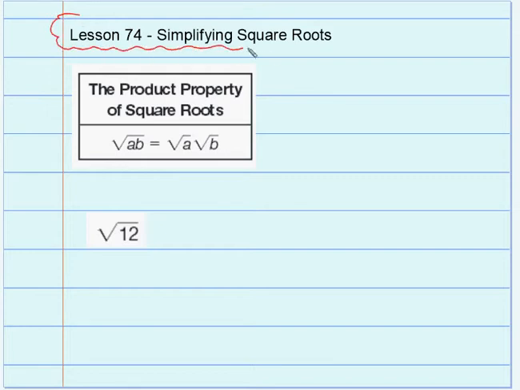Hi class, this is course 3, lesson 74, simplifying square roots. Here is the property, the product property of square roots that you need to know.